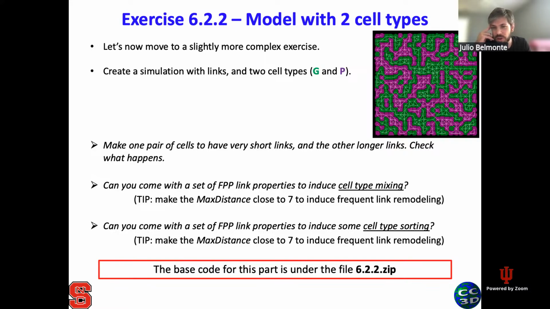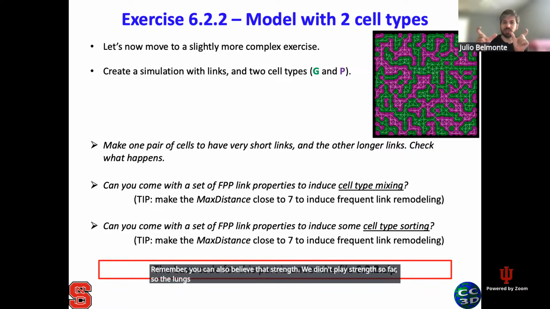You make it lower, so you always break. So it's better to make the maximum distance always bigger than the target. Remember, you can also play with the strength. We didn't play with strength so far, so the lambda is also a factor that you can use.